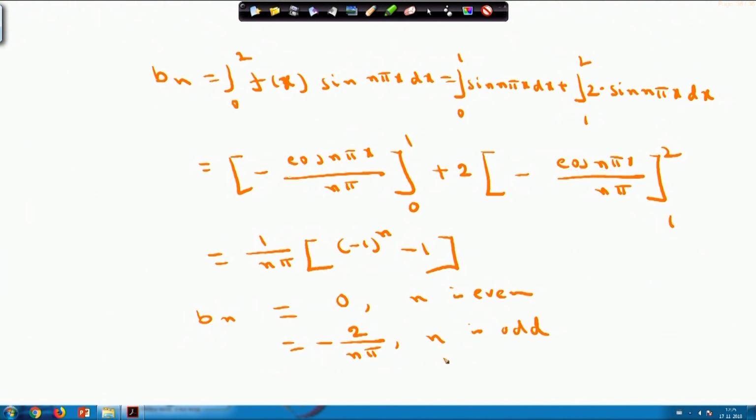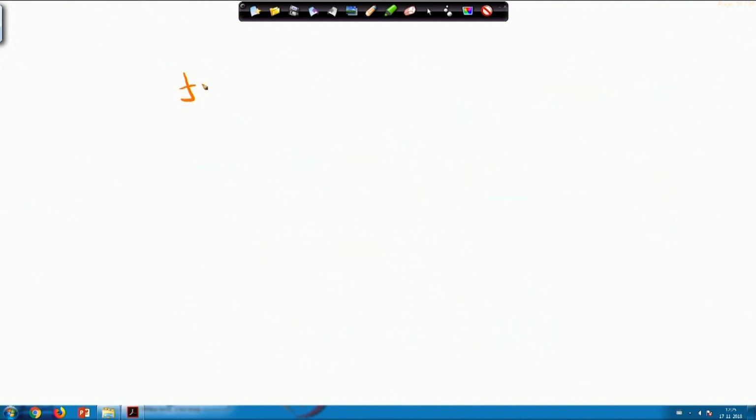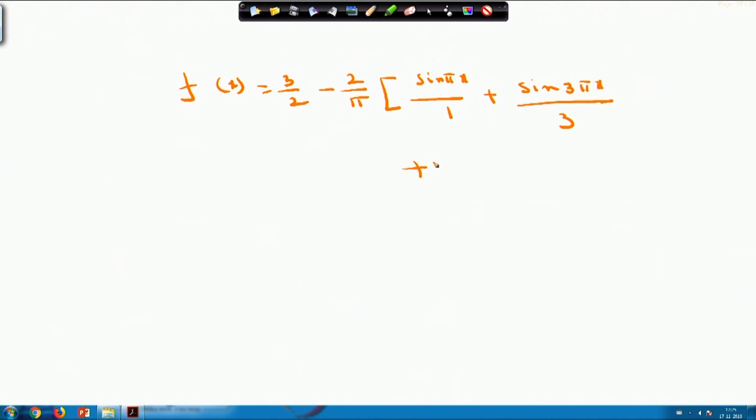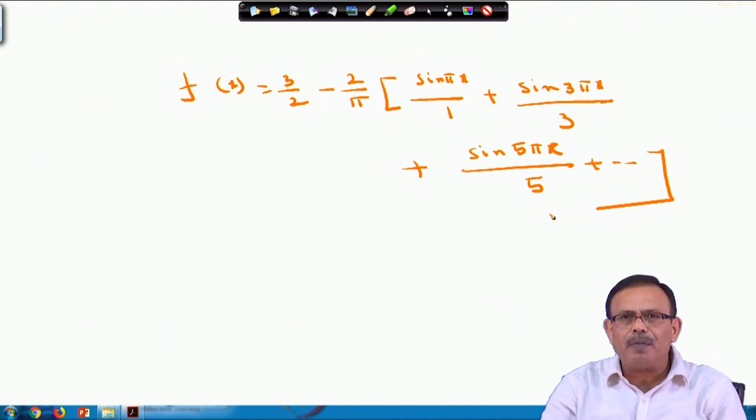So, once I have obtained this, a naught I have obtained, a n is 0 and b n I have obtained. So, I can write down f x equals 3 by 2 minus 2 by pi into sin pi x by 1 plus sin of 3 pi x by 3 plus sin of 5 pi x by 5, and like this way it will go. So, the function f x can be represented in this particular format.